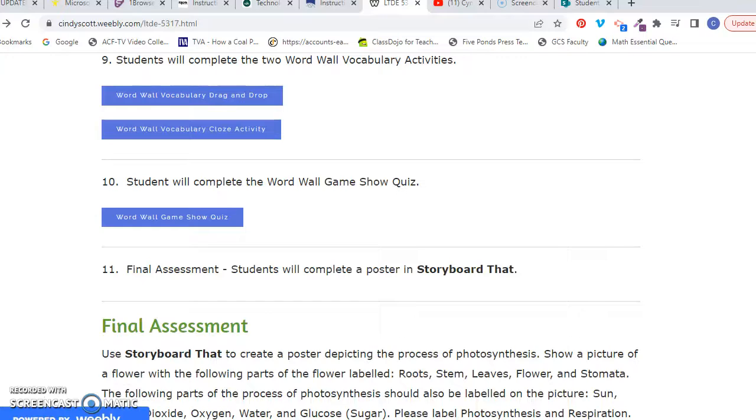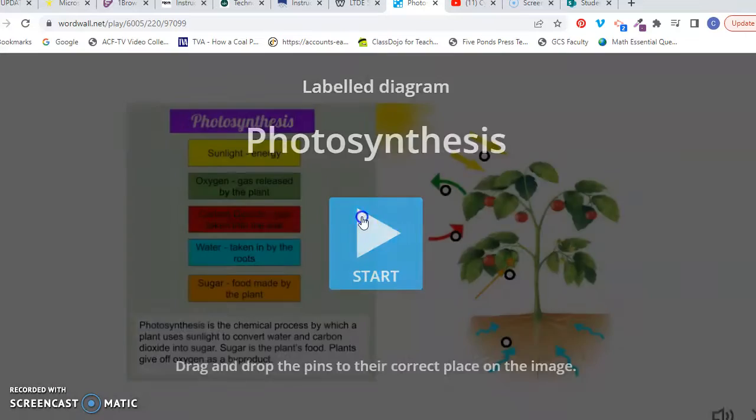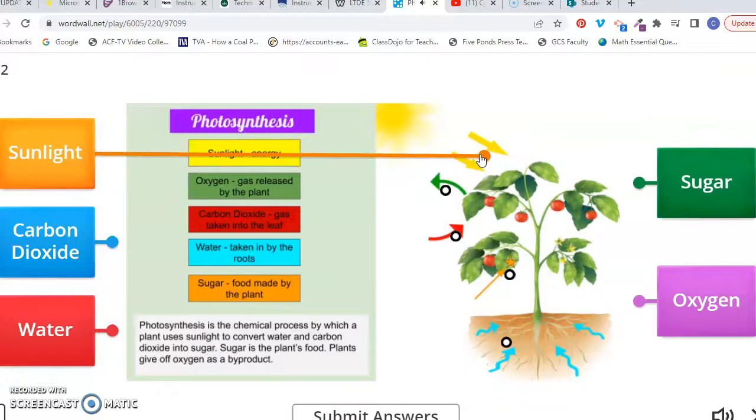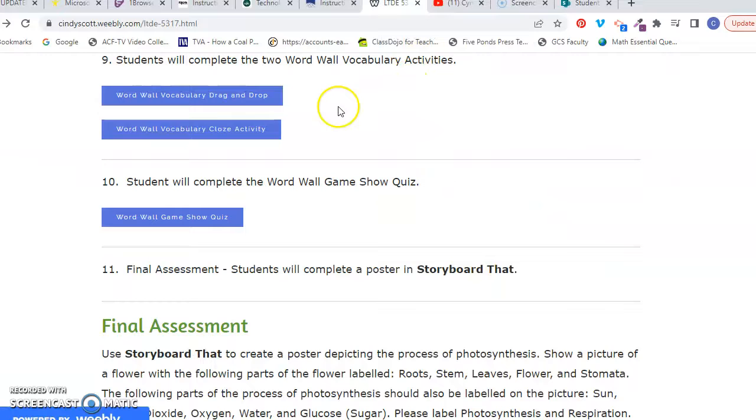Then I came up with 3 other activities that use the website called WordWall. The first one is simply a drop and drag activity where they are connecting these 5 vocabulary words to the proper place, like sunlight, here's the sunlight, and they're just dropping and dragging, which would be helpful to them. When they finish, they submit their answers and it tells them if they're correct.